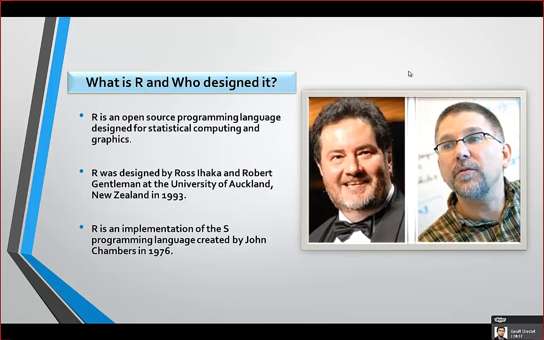What is R and who designed it? R is an open source programming language that's designed for statistical computing and graphics. Open source being it's free. That's a good reason people use it. It was designed by two guys in New Zealand. These are the two gentlemen that designed it. This is Robert Gentleman and Ross Ihaka. I can't say his name.